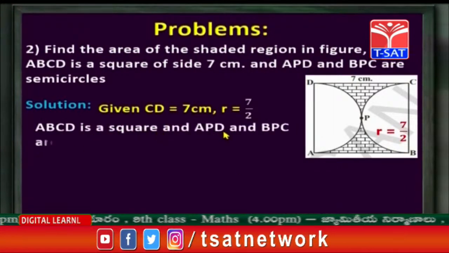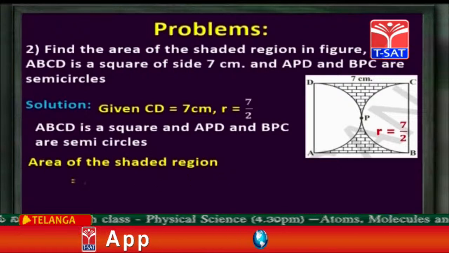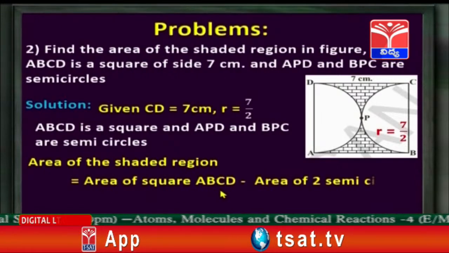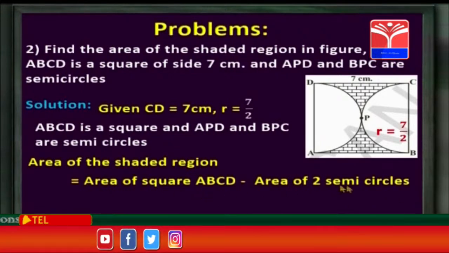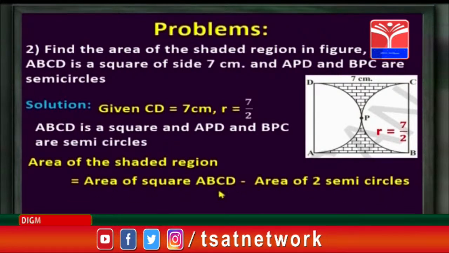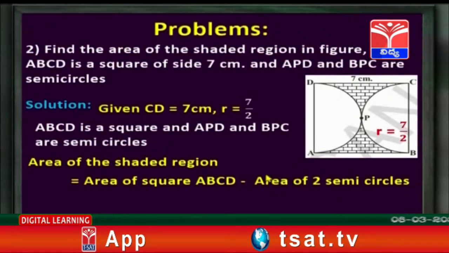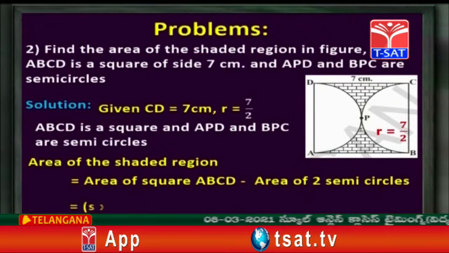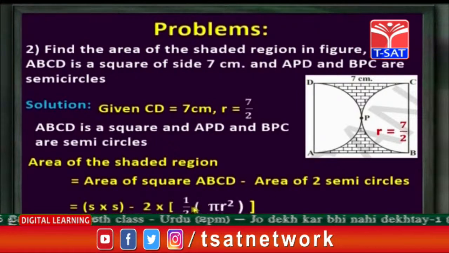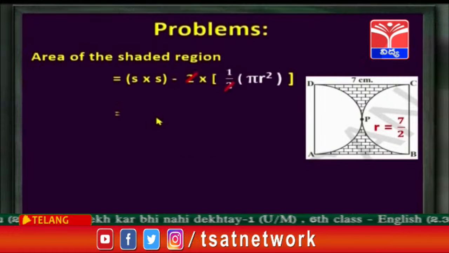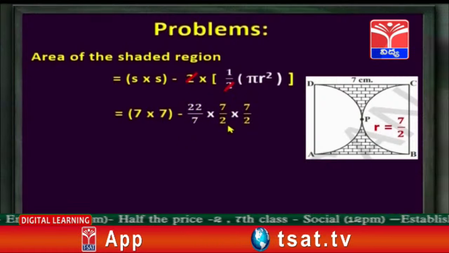ABCD is a square and APD and BPC are semicircles. Area of the shaded region is equal to area of square ABCD minus area of 2 semicircles. We know the area of a square formula is side into side, and the area of 2 semicircles is nothing but the area of one circle, that is pi r square. Now, let us substitute the values. Area of a square is s into s minus 2 into half into pi r square. The 2 cancel: 7 into 7 minus 22 by 7, the pi value, and r is 7 by 2 into 7 by 2.